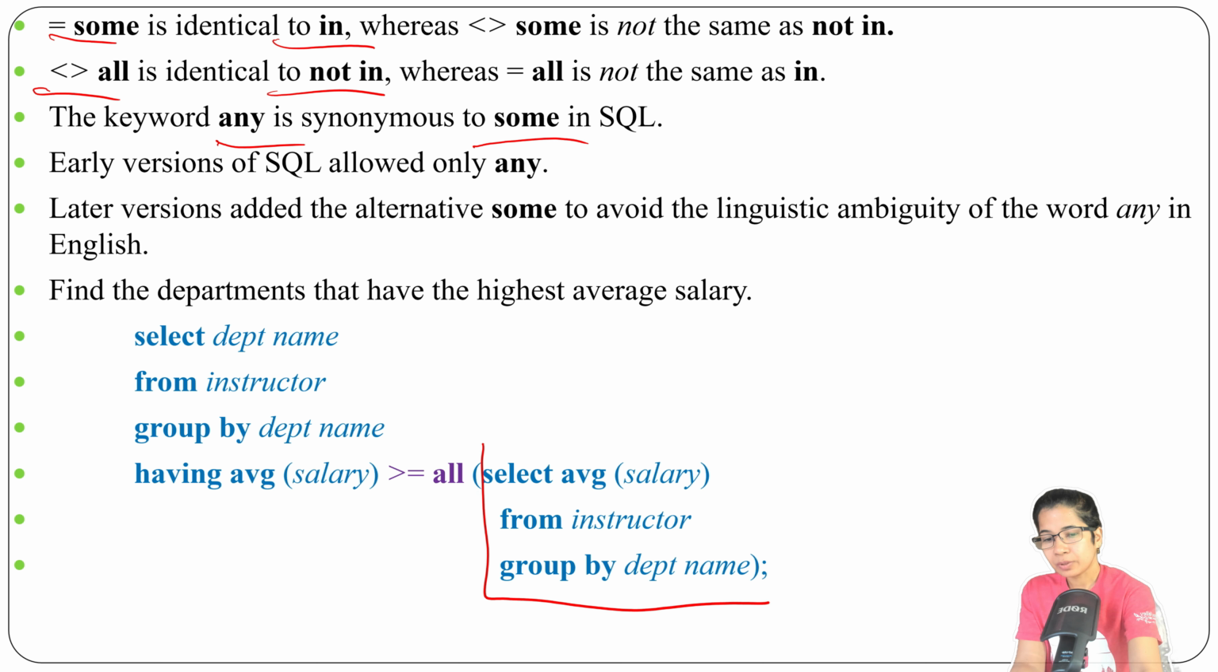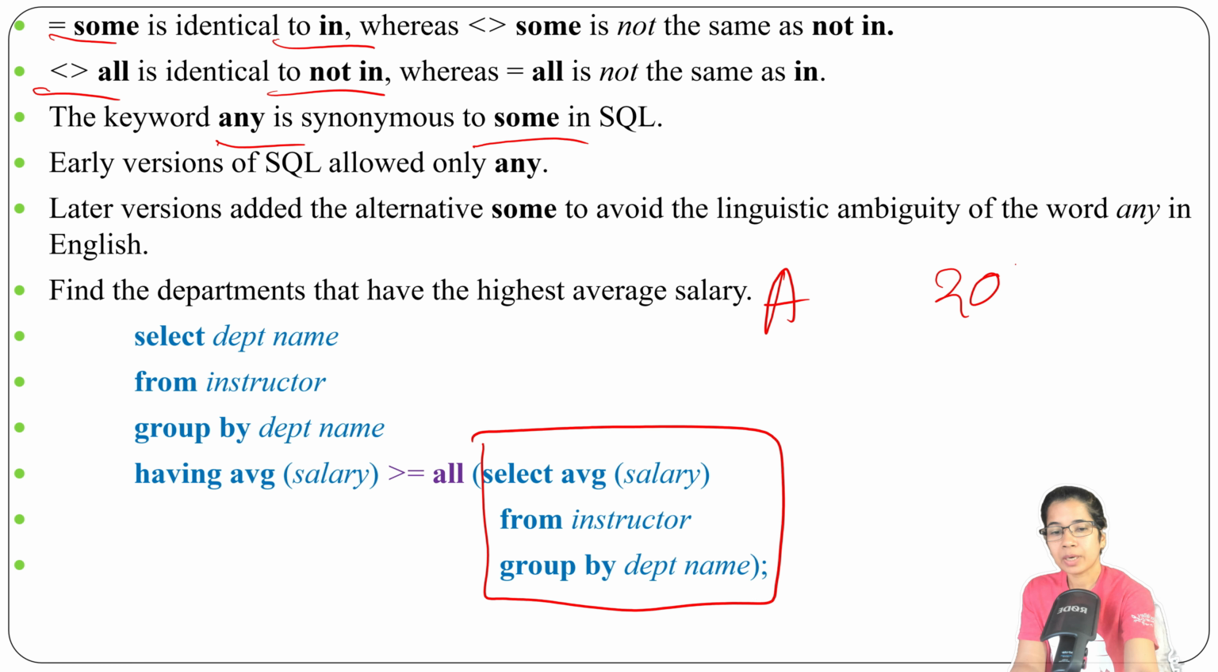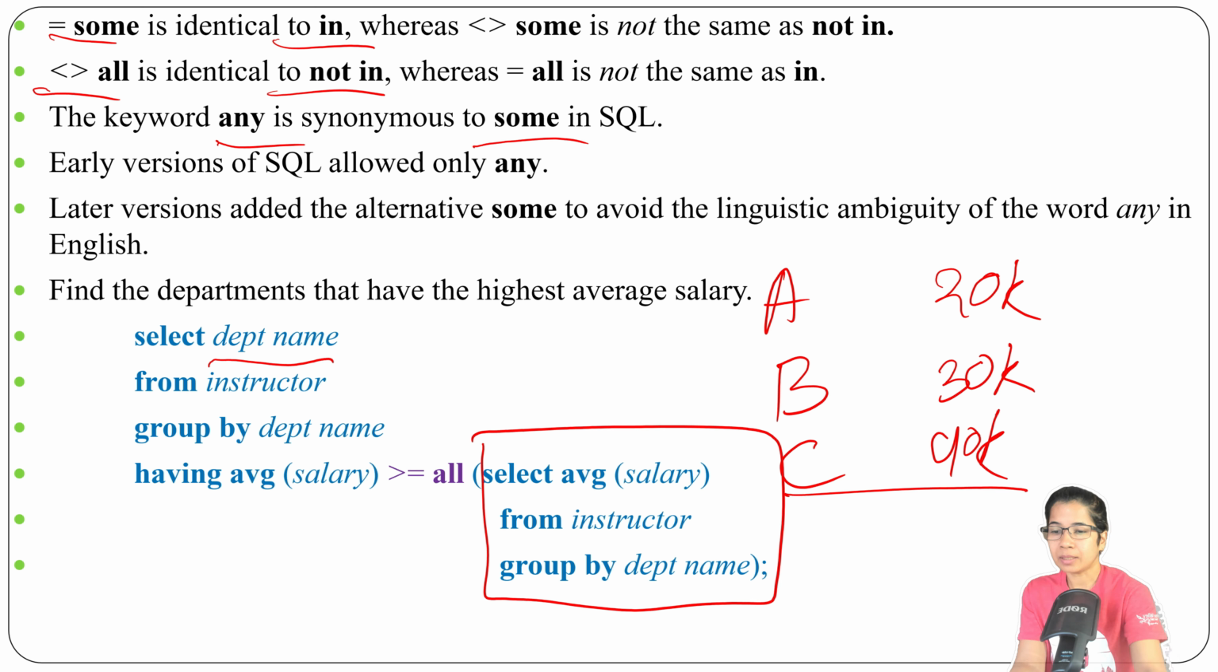So what it will give as output, it will give the average salary of each department group by department name. Suppose department name is A, average salary is 20k, B 30k, C it's 40k, like that. So average salary group by department name. Now it will give the department name having the highest average salary. So that will be C. So select department name from instructor group by department name having average salary greater than equals to all. So it will show the highest average salary.